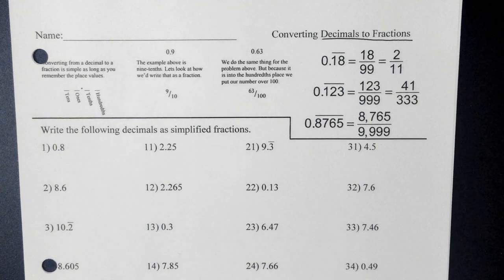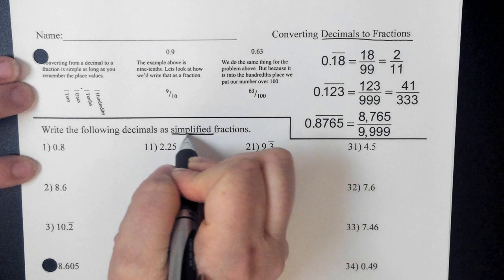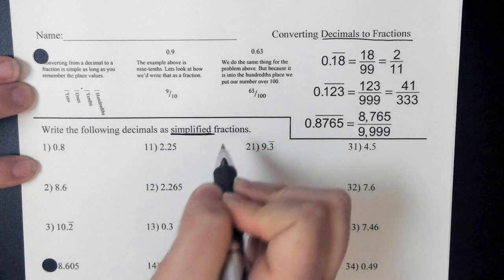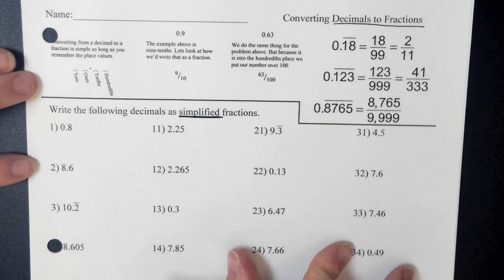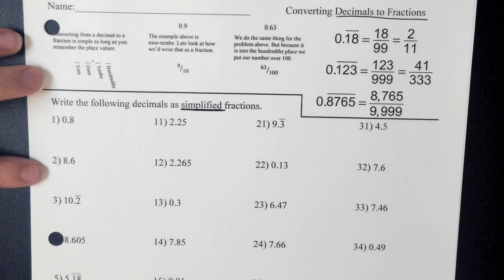So in our directions here, it says write the following decimals as a simplified fraction. Yes, you do have to simplify all the way. If you do not simplify it all the way, I will mark it wrong. All right, we're going to do the first column, the first 10 together, and then you'll work on the rest. What you don't finish in class is homework.